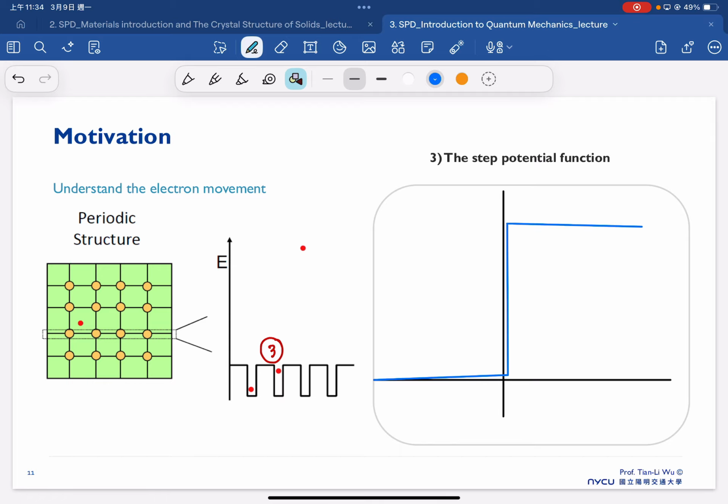Where this is V. And then we can divide this into region 1 and region 2. And now we consider that this is a case where we have the electrons moving toward the right, facing this step potential function.